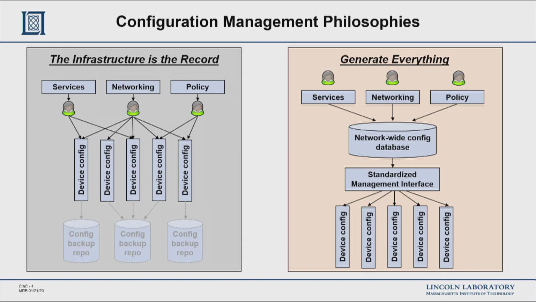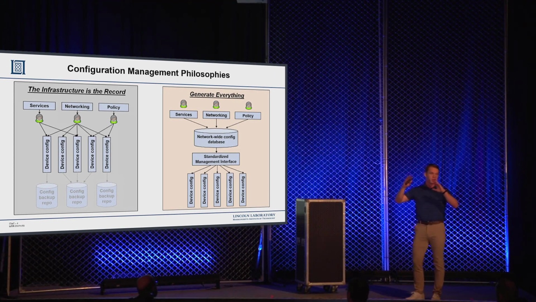Now, the corollary to that, on the opposite end of the spectrum, would be what we call the generate everything approach. And this is what the infrastructure as code construct is getting towards. I'll talk a little bit more about that. But it would be where you define everything cleanly and then push it down to the device. So you actually may have two sources of record, right?